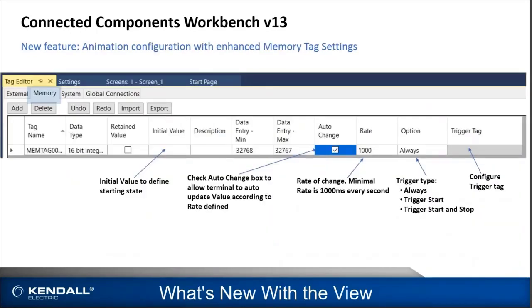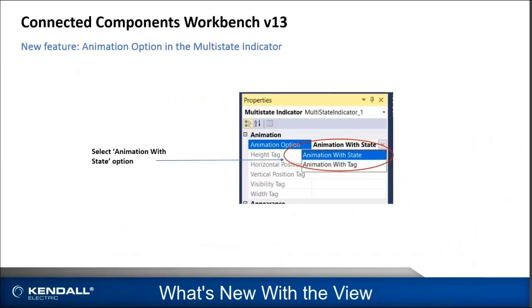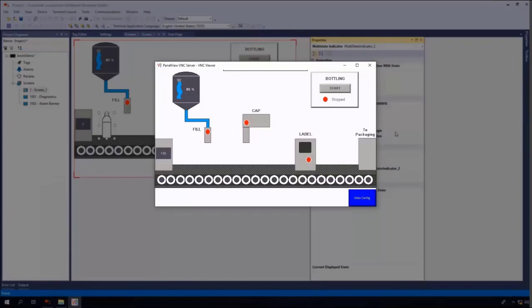We now have the ability to have animation built into the system memory tags. So we can change system tags by a certain value, and we have triggers that we can add to that, which makes for really nice animations. And on our multi-state indicator, we can now tie those animations directly to the state. So there's no complicated programming in the panel view when you want to create really nice looking displays.